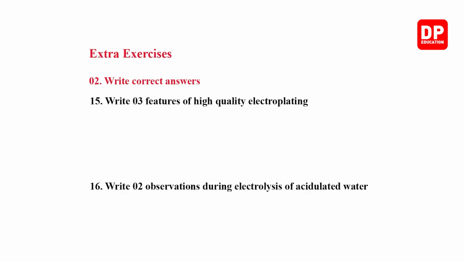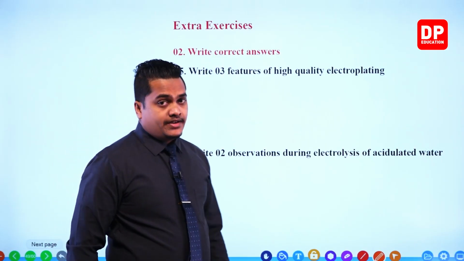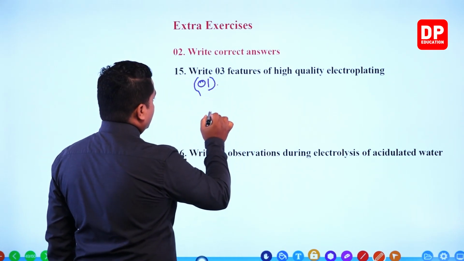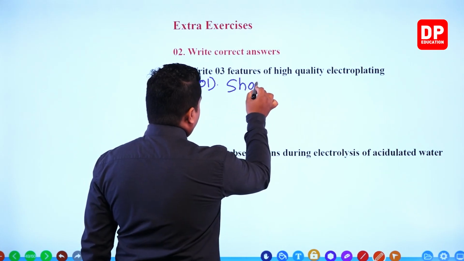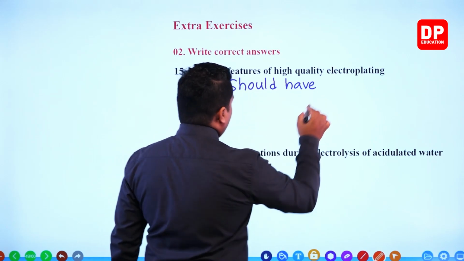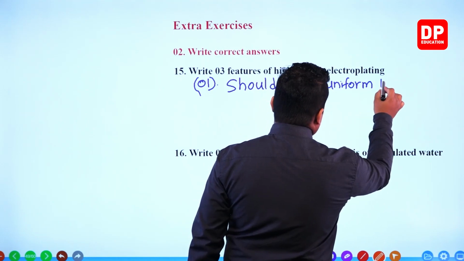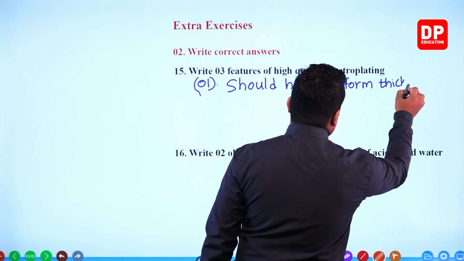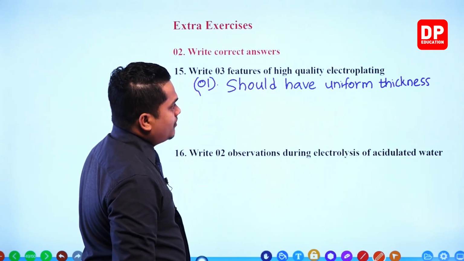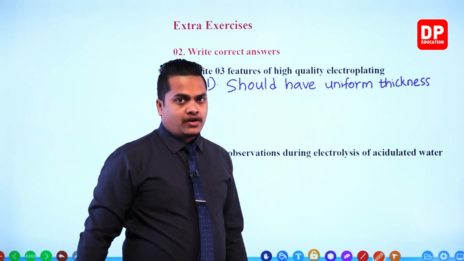Write 3 features of high quality electroplating. 3 features of high quality electroplating, right? Number 1, should have uniform thickness. Right? Should have uniform thickness throughout the object, my dear children, the thickness should be uniform.